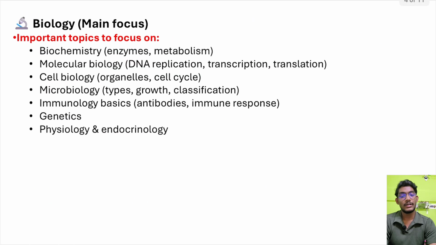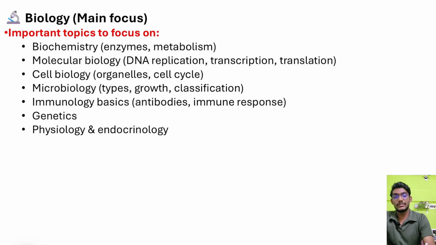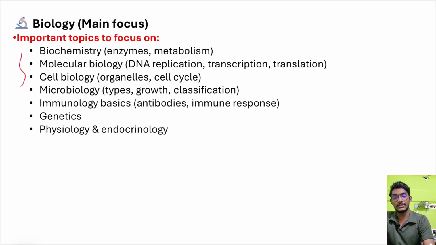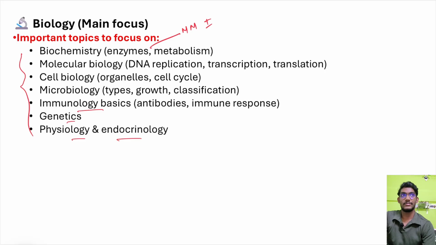So now let's discuss the major topics which you should focus on. For biology, these are the modules which you should mainly focus on, because these are very important: biochemistry, molecular biology, cell biology, microbiology, immunology, genetics, physiology and endocrinology. In biochemistry you have to focus on enzymes, specifically Michaelis-Menten kinetics, enzyme inhibition, and the rate of reaction questions.